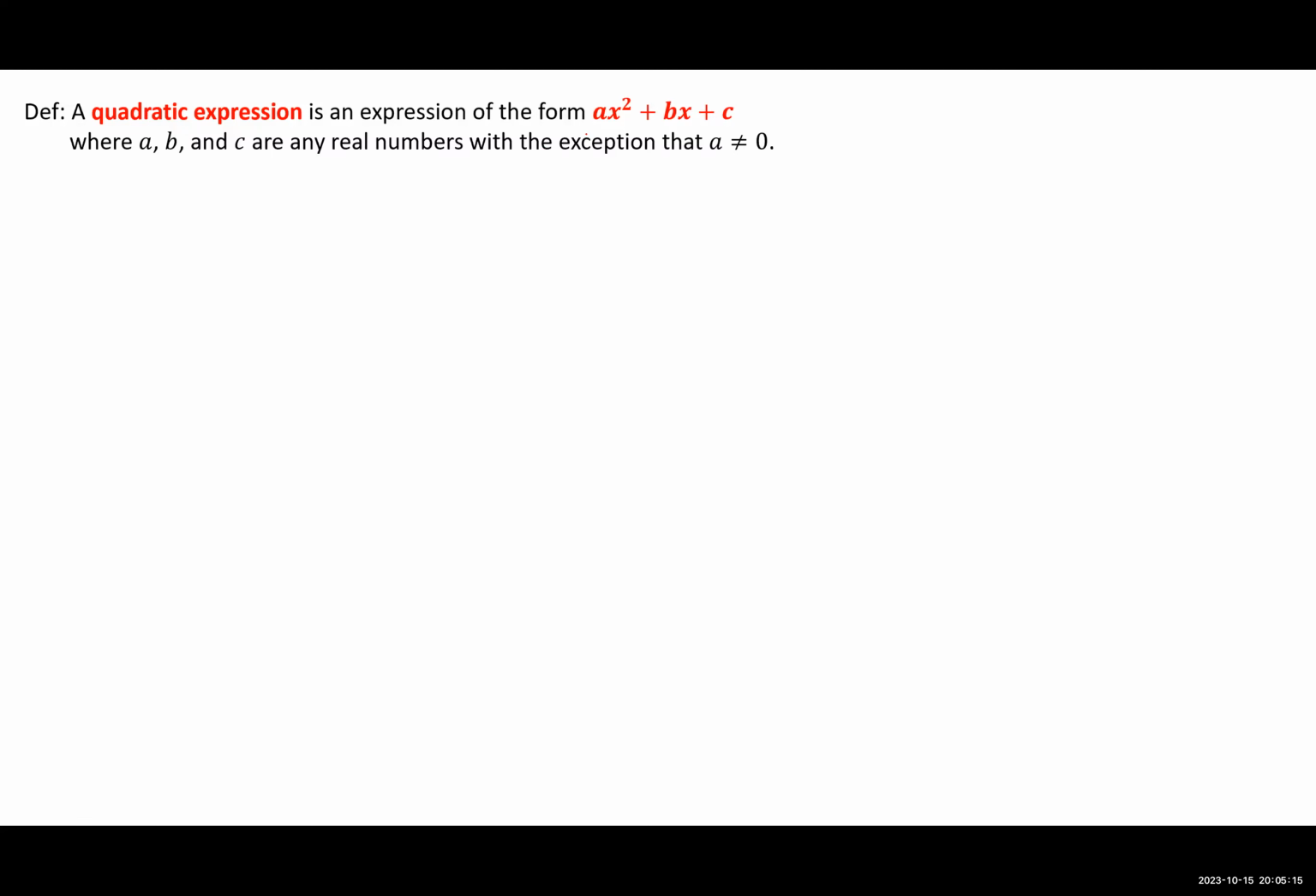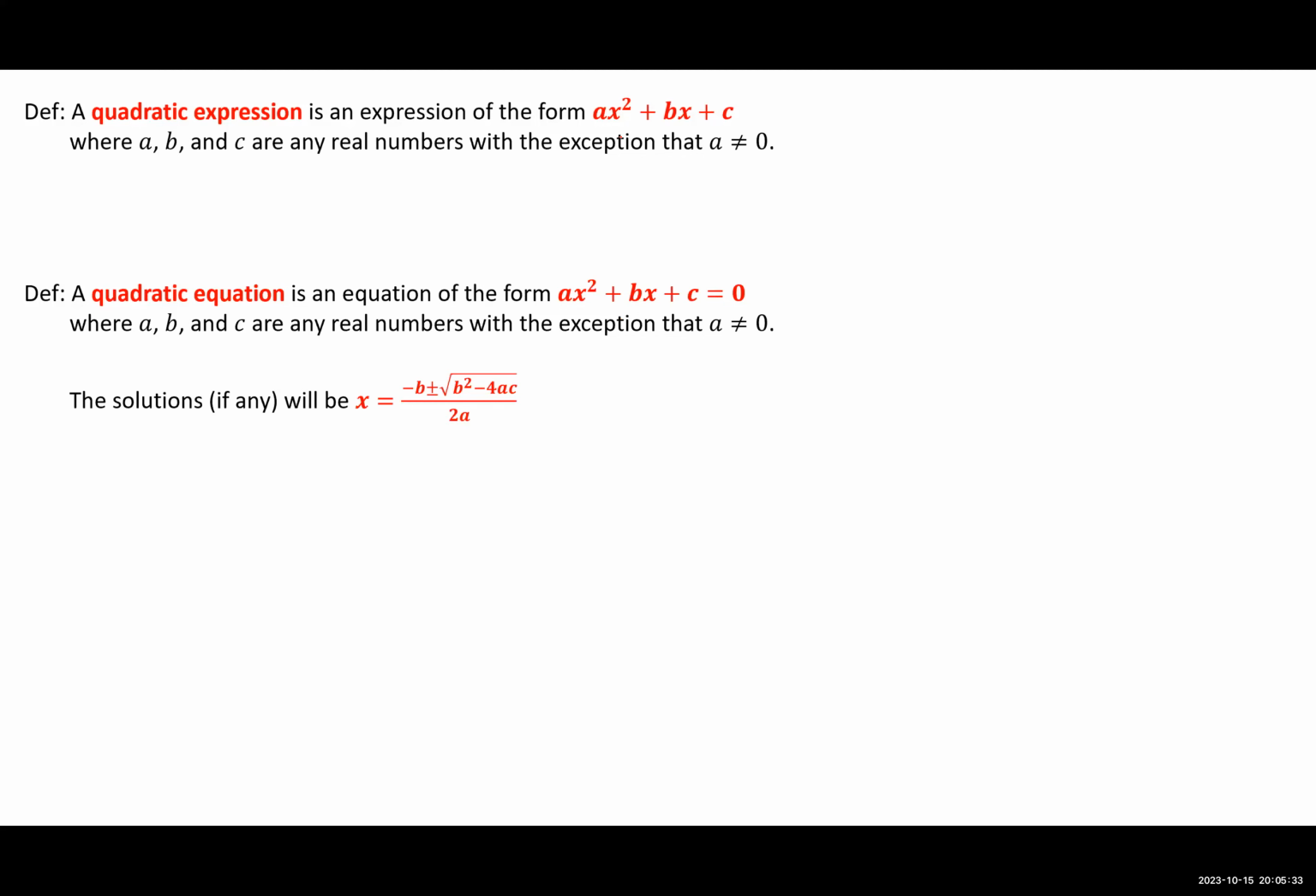If a was zero, there would be no x squared because it would be 0 times x squared. So a can't be zero, but it could be anything else, and b and c could be anything. Quadratic expressions. So we've talked about them. And then I think next in line, we talked about quadratic equations. So that's just with an equal sign, which makes it an equation. To go from here to here, we just throw in an equals 0.